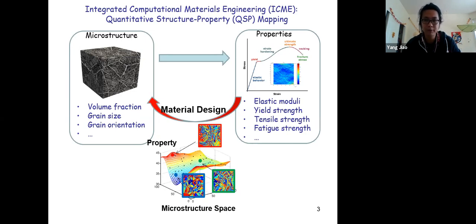But this approach seems very straightforward, yet there are some important challenges here. The first one is that the microstructure space is a very high dimensional object.